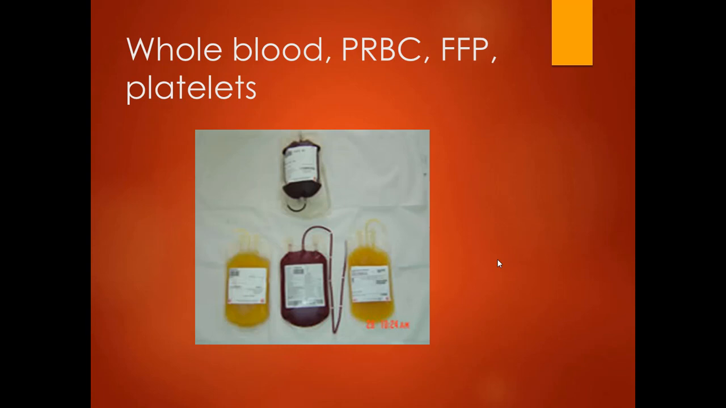So fresh frozen plasma is another thing that we use for clotting. Generally, it's about 200 to 250 mLs, and it needs to be used within 2 hours of the time it thaws. It's usually stored frozen.